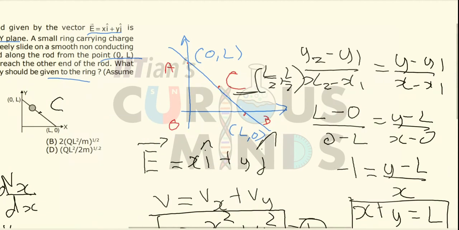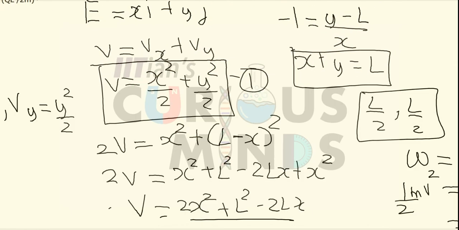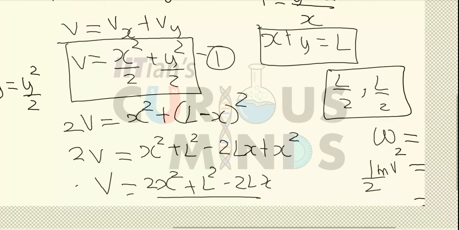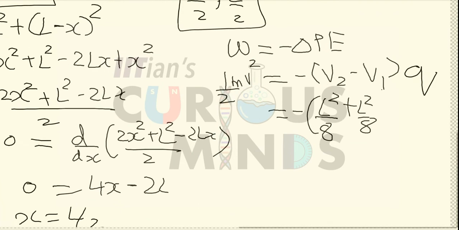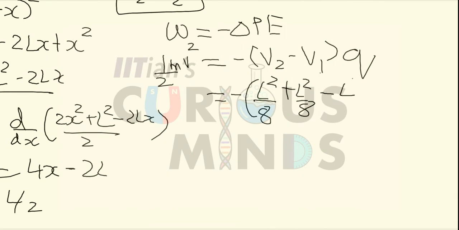At point 1 it is starting from point A. At point A, x is equal to 0 and y is equal to L. So it will be equal to L square by 2. Simply it will be equal to L square divided by 2 into Q. It will be equal to half mv square.